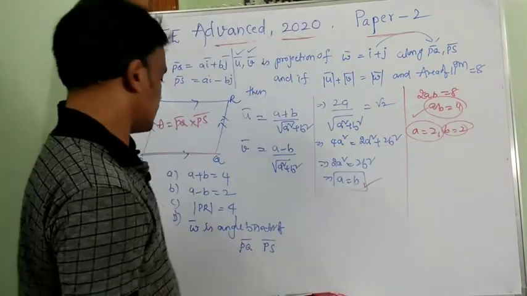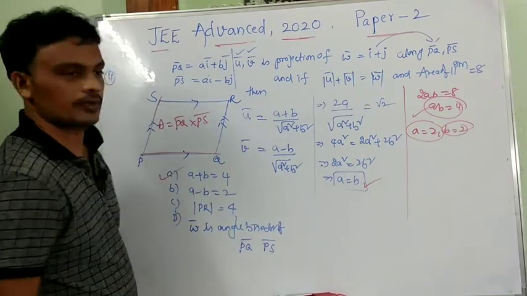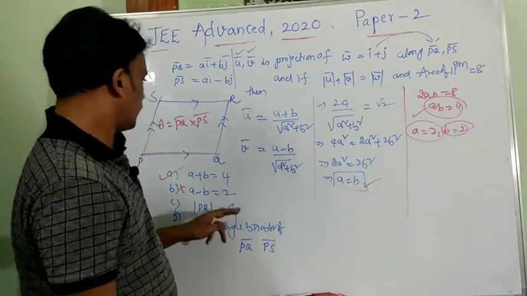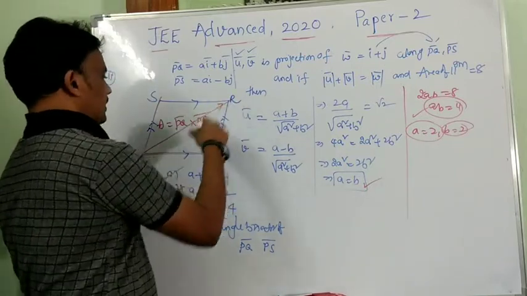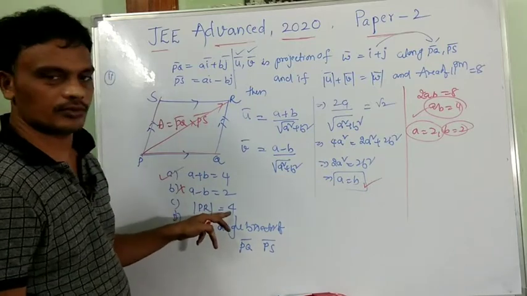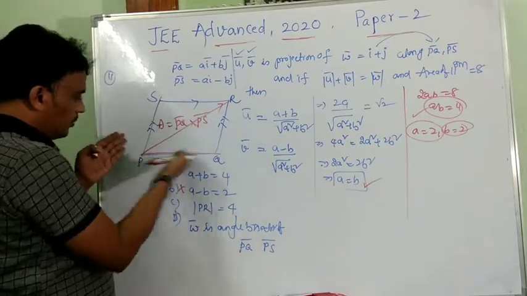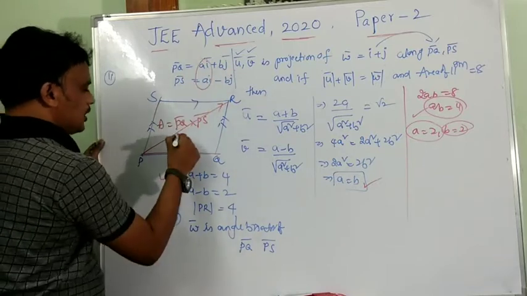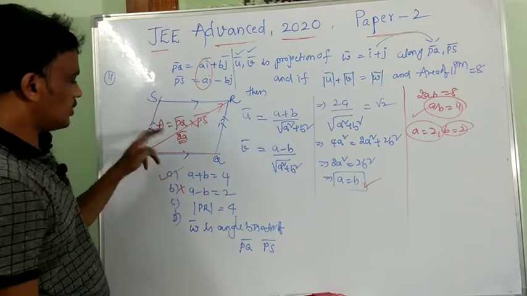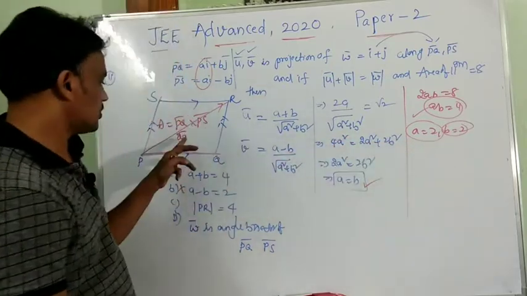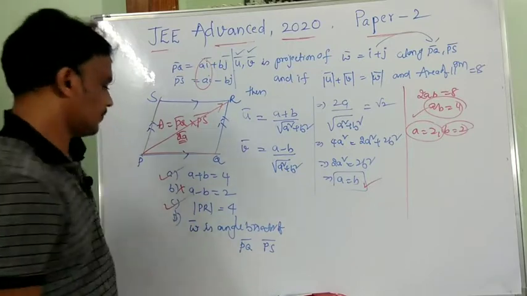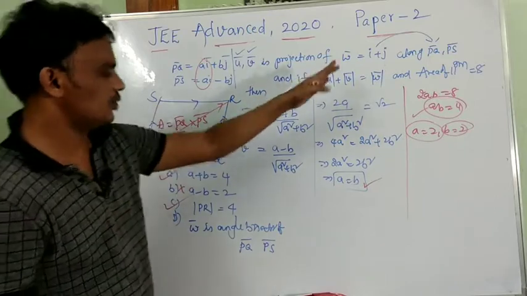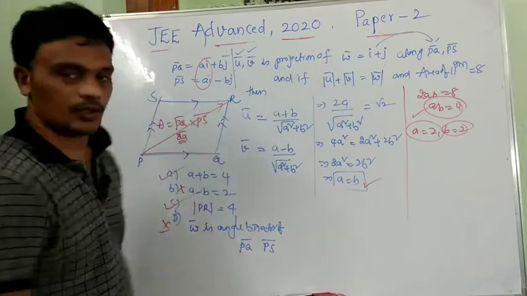So coming to the options, A is 2, B is 2, and A plus B is 4. A minus B equals 2 is wrong. Then PR, the diagonal: its magnitude is 4. The resulting vector of PQ and PS is (A + B) plus (A - B), which is 2A. A is already 2, so 2A is 4, its magnitude is 4. That's good. And W bar is the angle bisector of PQ and PS, which is wrong.